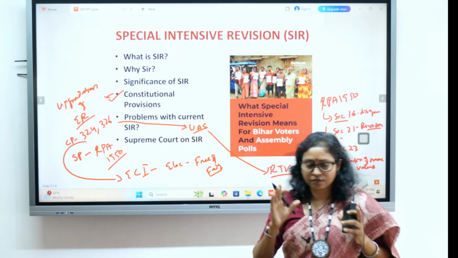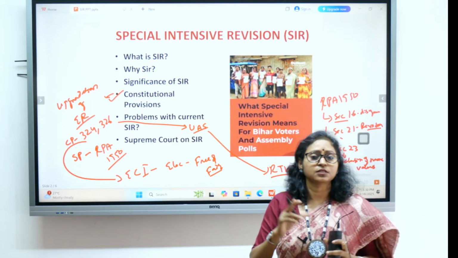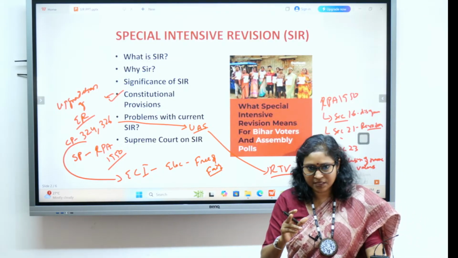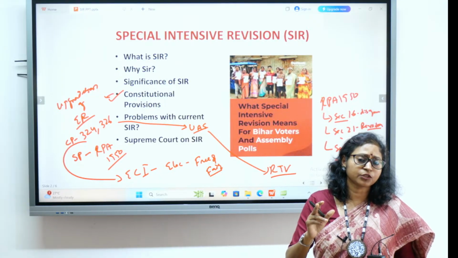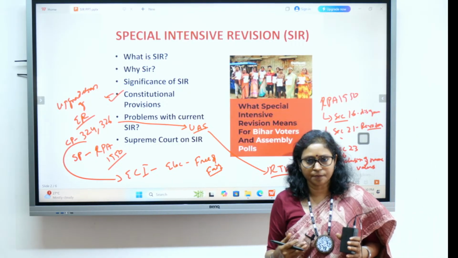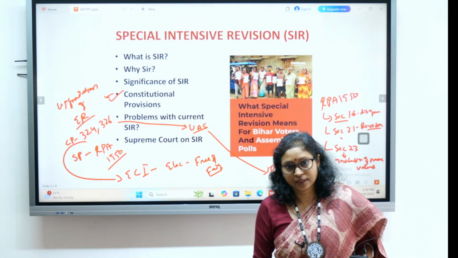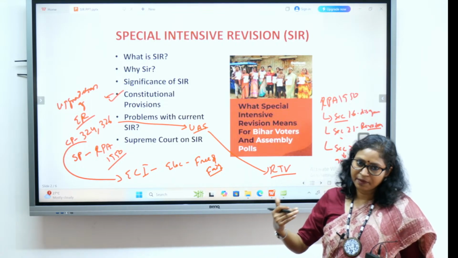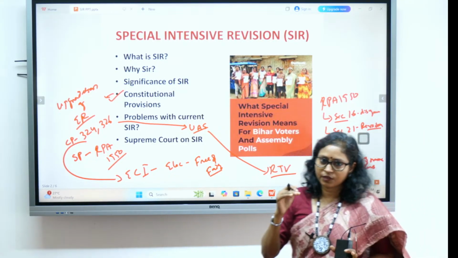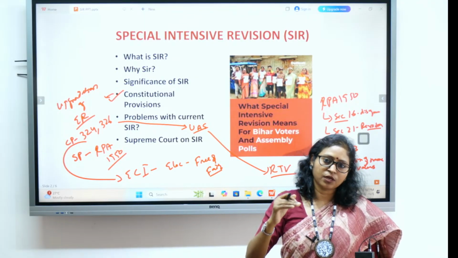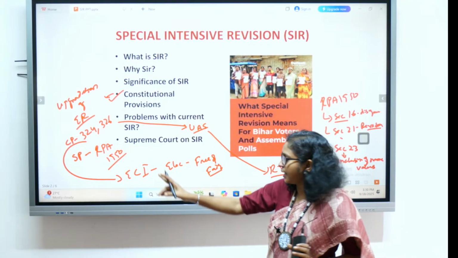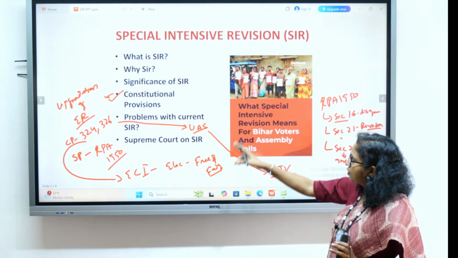So we have Section 16 that deals with the disqualification of voters, on what ground they will be disqualified, and on that basis their name can be struck away from the electoral rolls. Section 21 deals with the revision of the electoral rolls, and on that basis the SIR is being conducted in Bihar. And then Section 23 is the inclusion of the names of voters in the electoral roll, right? So these are the constitutional and statutory provisions under what?